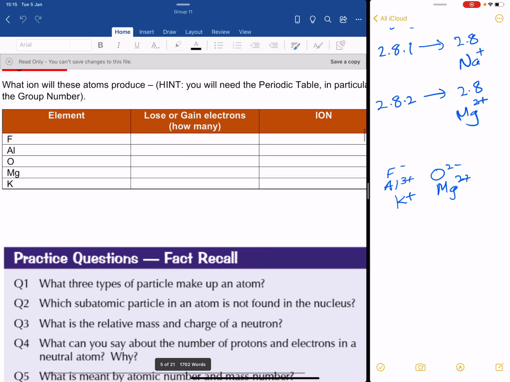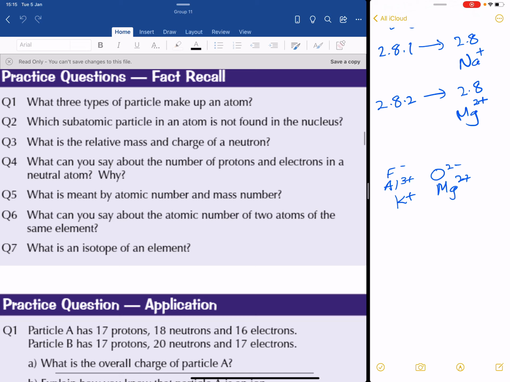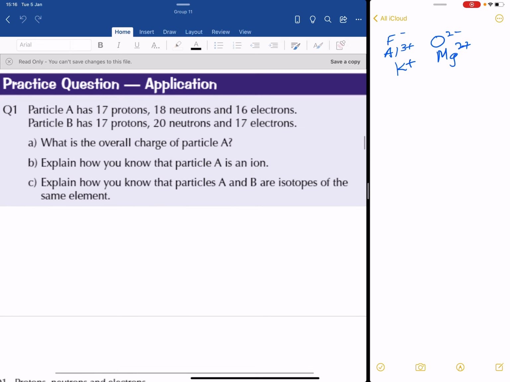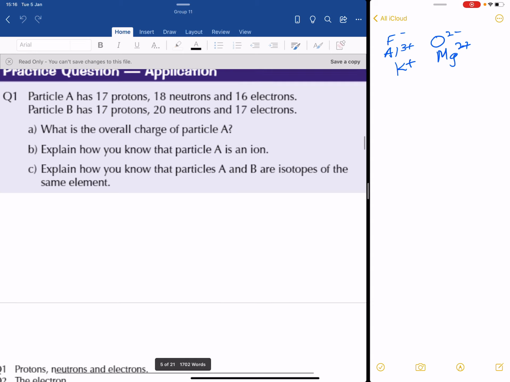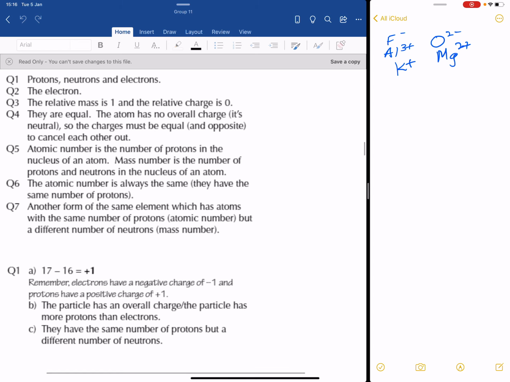Moving on. Here are some questions for you, so pause the video here. Have a go at these. Okay, I'll move on to application questions. Pause the video again. So, moving on. Here are the answers. Self-assess. And here are the recall answers.